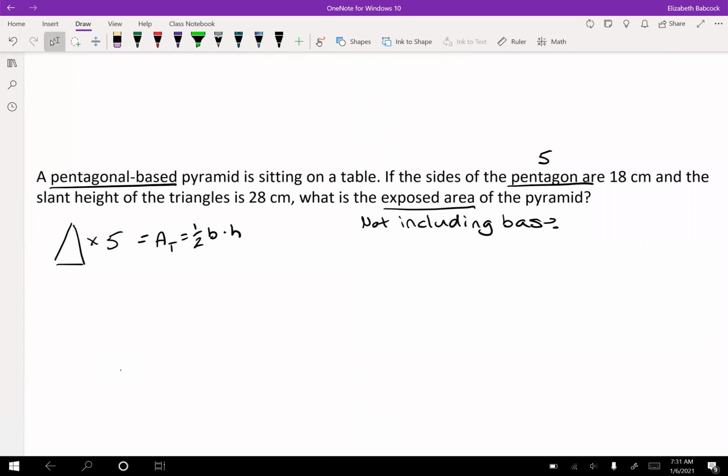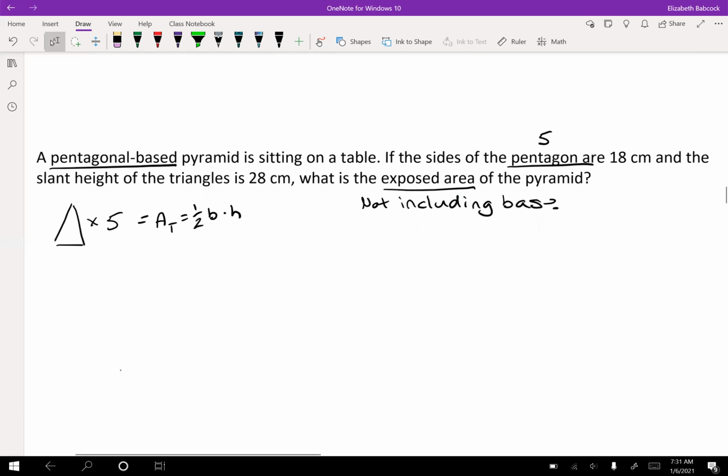So this question's a little different because a pentagonal base pyramid is sitting on a table. If the sides of a pentagon, which is 5 sides, are 18 centimeters, and the slant height of the triangles is 28 centimeters, what is the exposed area of the pyramid? Pay attention to this exposed area. If something's sitting on a table, the bottom is not exposed, so we are not including the base. Okay, so that means our formula would solely be just that of a triangle, which is 1/2 your base times your height. So we do that out. We have 1/2 times 18 times 28.